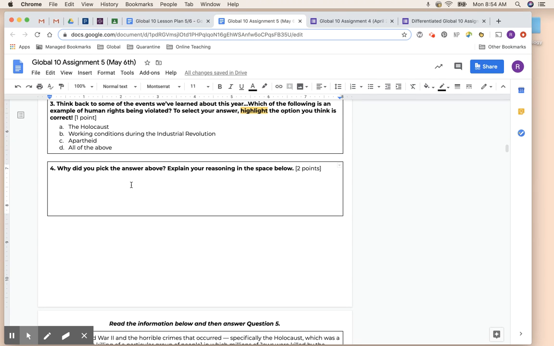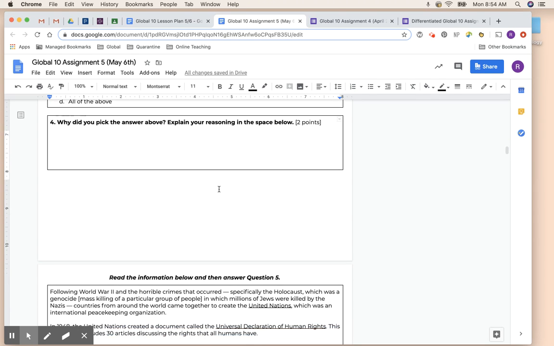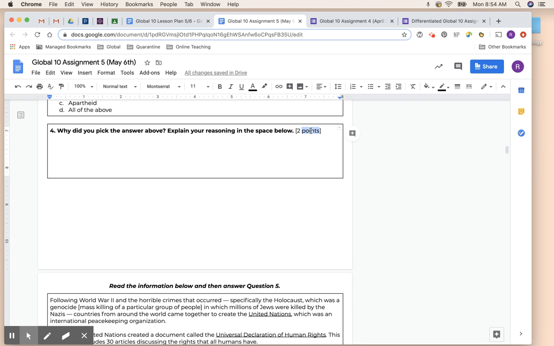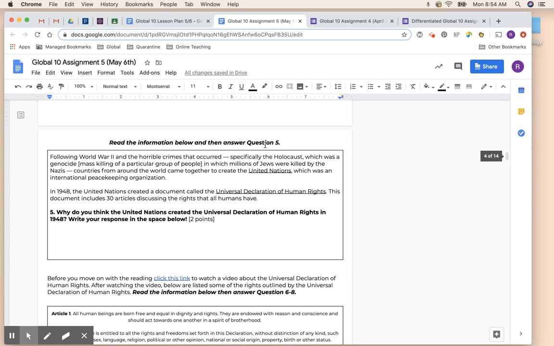It says, why did you pick your answer? Just give a short explanation. Make sure you do that. It is worth 2 points, all right? The next chunk of this is a little bit of historical context, meaning a little bit of the background information about how we got to defining what human rights are, because they haven't always been defined legally.